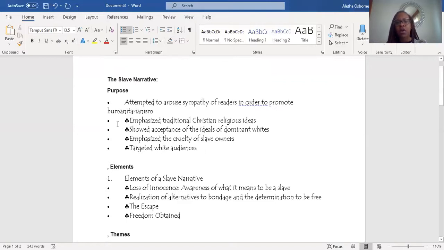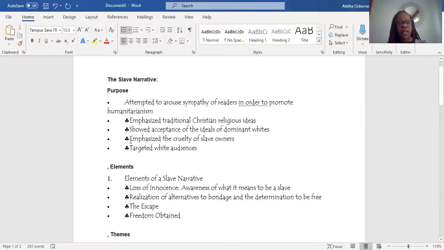The slave narrative also works to emphasize traditional Christian religious beliefs. That's really important because one of the main publishers of slave narratives were the abolitionists, the Puritans. So a large part of the slave narrative was to promote those Christian religious ideals. You will see those symbols and themes show up a lot.